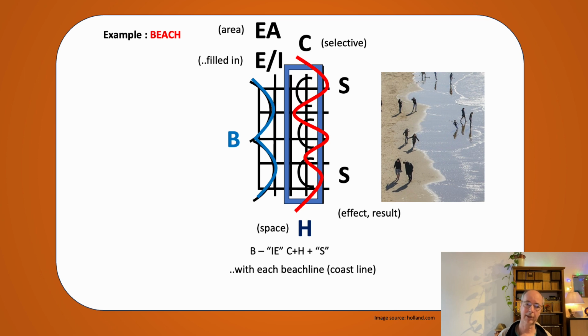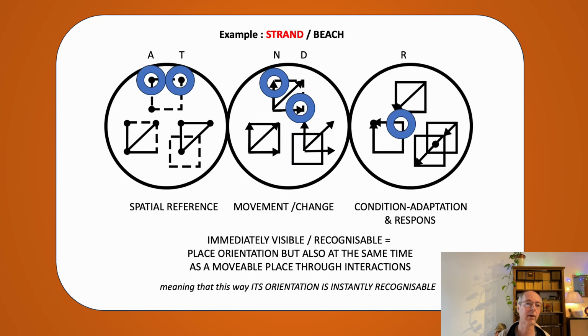Yeah, you have the beach. It's like the beach line, or the coastline. Now let's back this up with a theory. Okay, strand. Which letters do I need? I have them here in the system: in the spatial reference, 2; in the movement or change, 2; and in the adaptation process or the responses in the conditions, so how to change, just 1 letter.